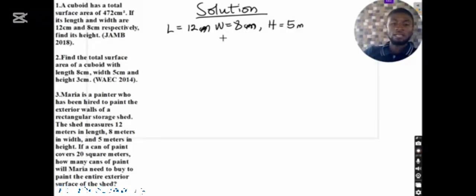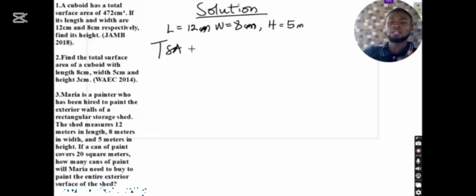So the question is asking that if a can of paint covers 20 square meters, how many cans of paint will Maria need to buy to paint the entire exterior surface of the shed? For us to know how many cans she would need, we need to get the total surface area of the shed. Since we know that it is rectangular, it has to be a cuboid.